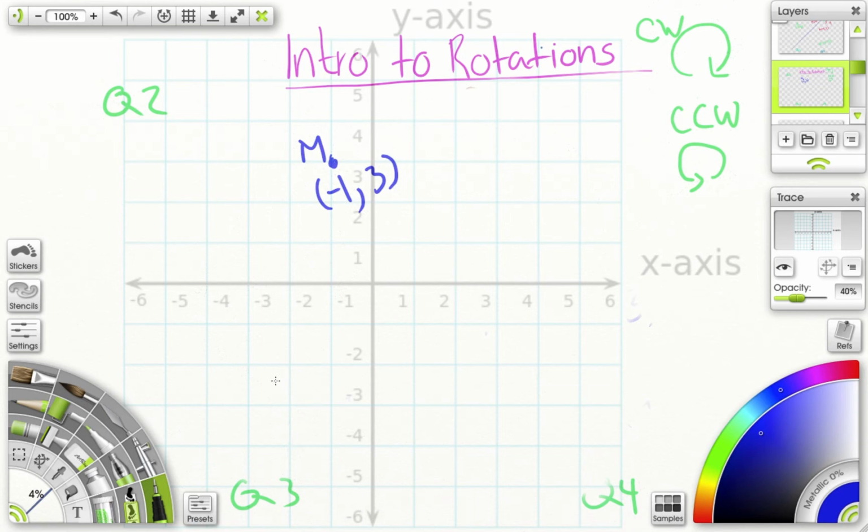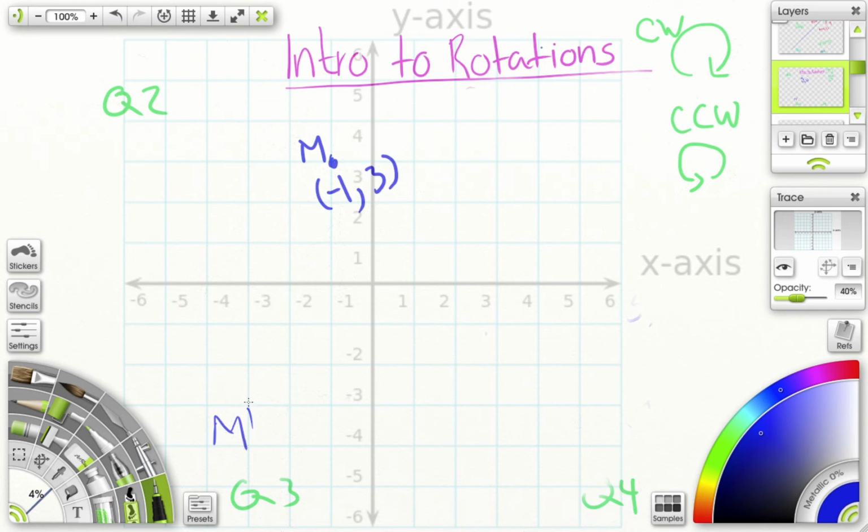Okay? You'll notice when you're going in a counterclockwise rotation, each rotation goes up one in terms of the quadrant number, and then goes back to 1. So it goes 1, 2, 3, 4. Clockwise goes opposite, it goes 4, 3, 2, 1. So we're going to take this step by step. I want to do a 90-degree rotation counterclockwise. So it's going to end up somewhere over here. So M prime will end up somewhere over here.